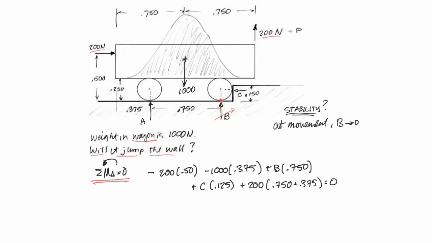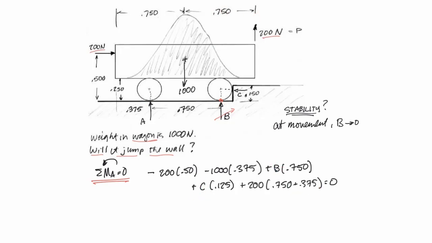B is going in this direction. It's got a lever arm of 750. Then I got C here. This is the contact surface, or the contact force. Its lever arm is half the diameter of the wheel, so that would be 0.125. Then I have this pulling up force of 200, and its lever arm is 0.75 plus 0.375, and that's equal to 0.